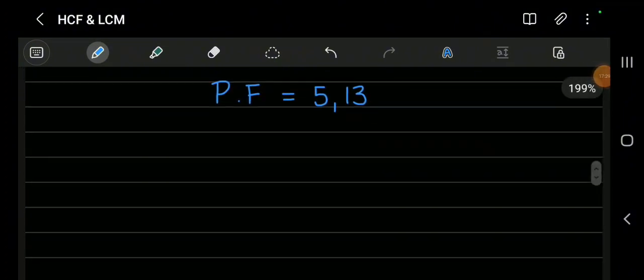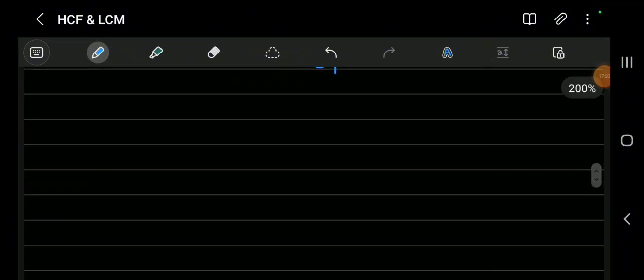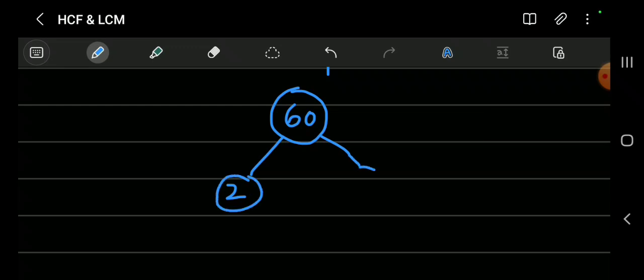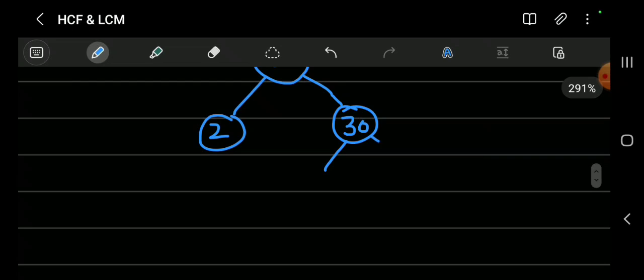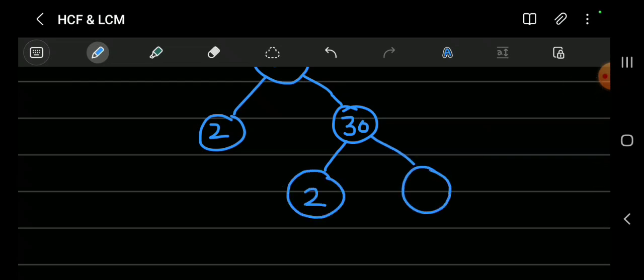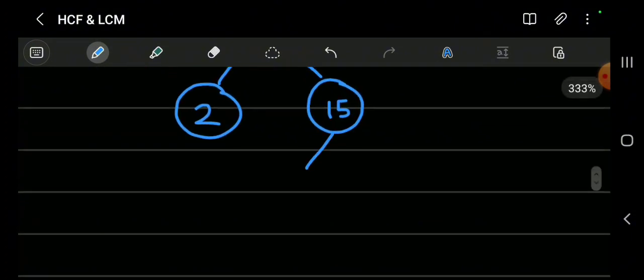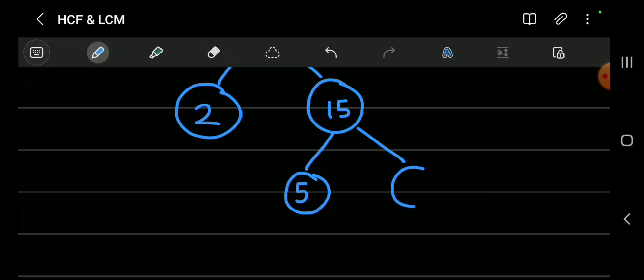Okay, let's try one more question and one more example. Just like you have a 60, so 2 30s are 60. Then you have 30, which is not a prime number, so it will be factorized further. 2 15s are 30. 15 is still not a prime number, so it will be factorized. 5 3s are 15.